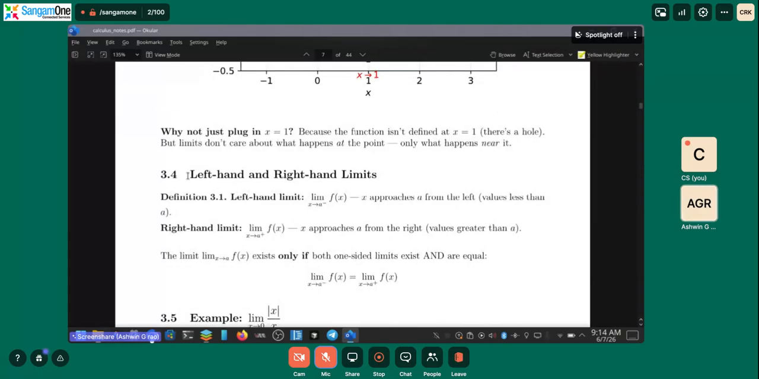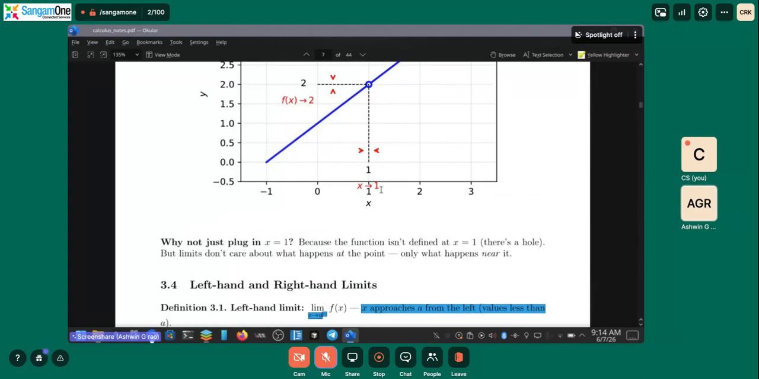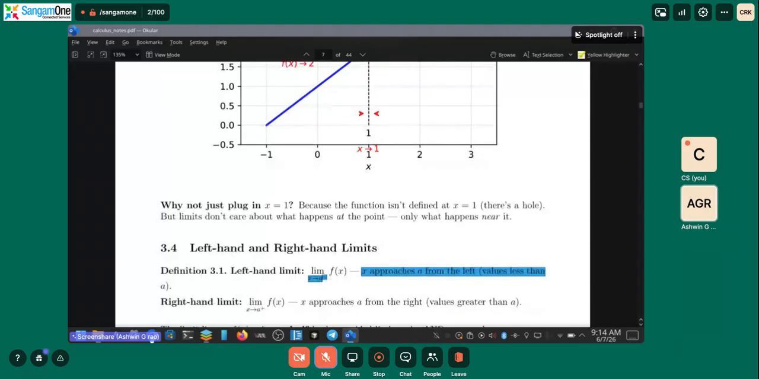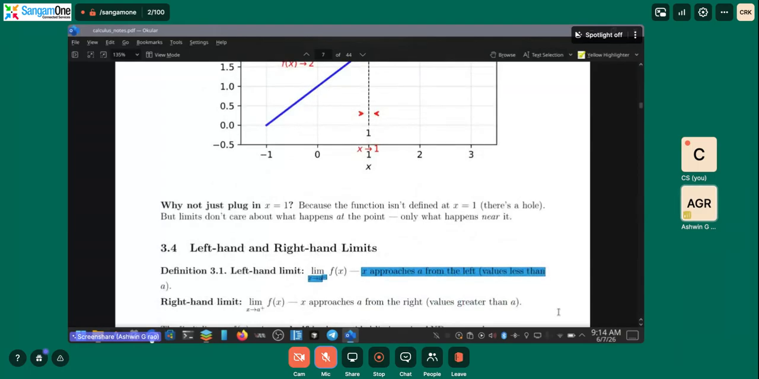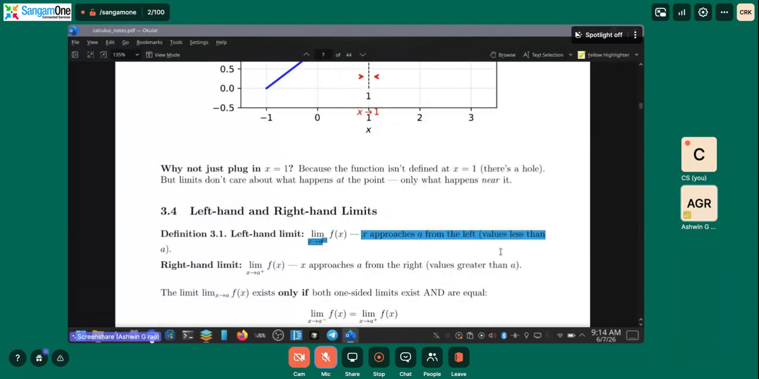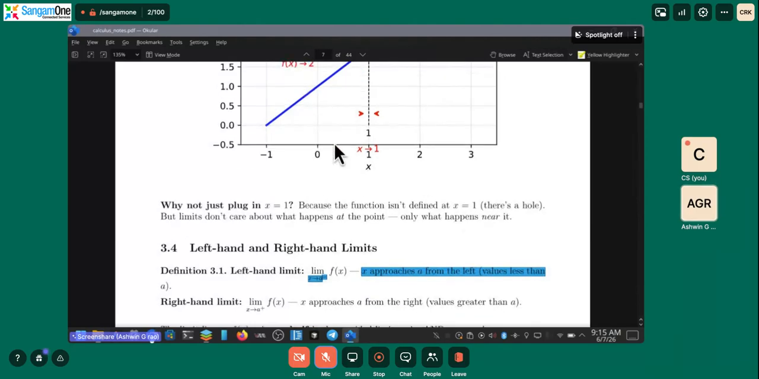So moving on to left hand and right hand limits. The definition of the left hand limit: limit x tends to a minus of f of x, x approaches a from the left. If you consider a as 1, then x approaching a from the left has values less than a. Obviously 0 is less than a, and minus 1 is also less than a.